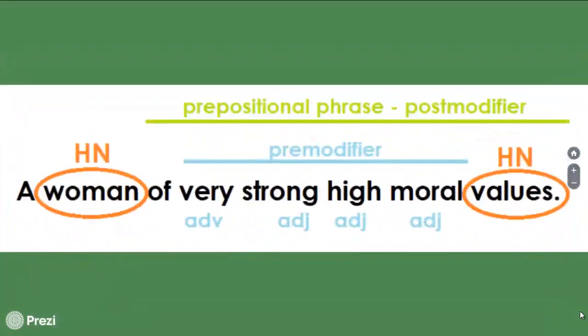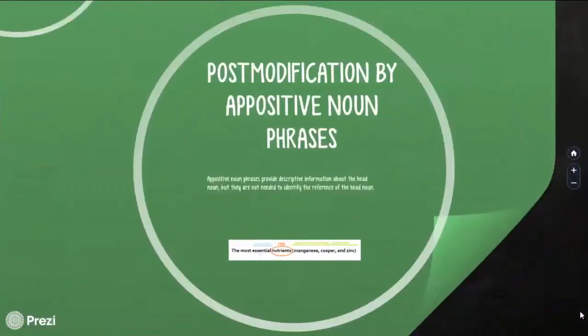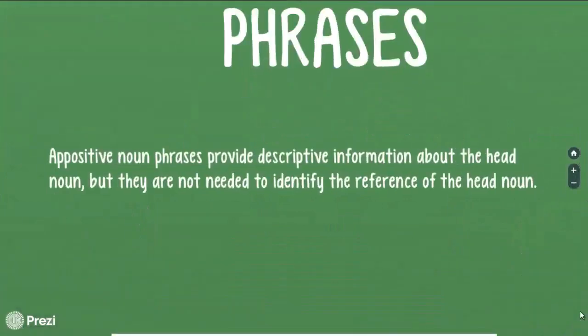Another common phrase which can be a post-modifier is the appositive noun phrase. Remember that appositive noun phrases provide descriptive information related to the head noun. They are non-essential because they are not used to identify the reference of the head noun. Sometimes they are placed in between commas, in parentheses, or in between a comma and a full stop. Let's see an example. Now let's move to clauses as post-modifiers.